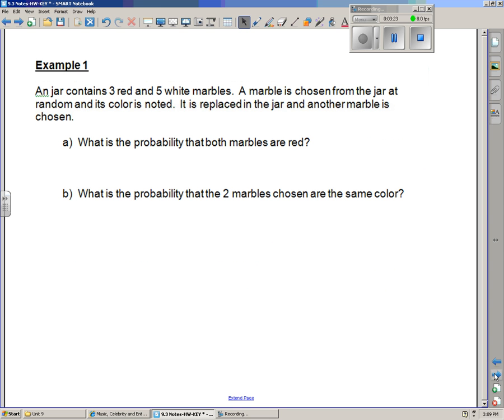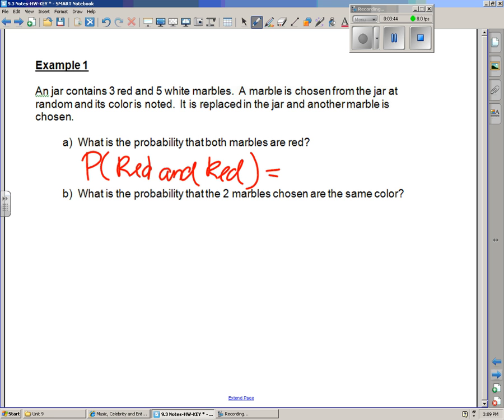So here's how this works. The jar is going to contain 3 red marbles and 5 white marbles. A marble is chosen from the jar at random, its color is noted, and it's put back into the jar. Then another marble is chosen. What's the probability that both marbles are red? And in this case, we're talking about the probability of a red marble and then a red marble again.